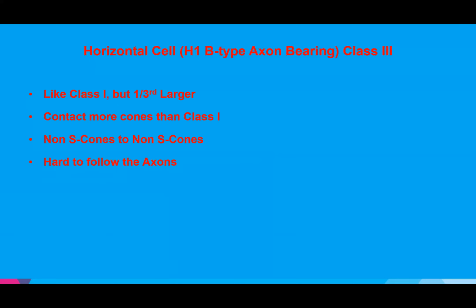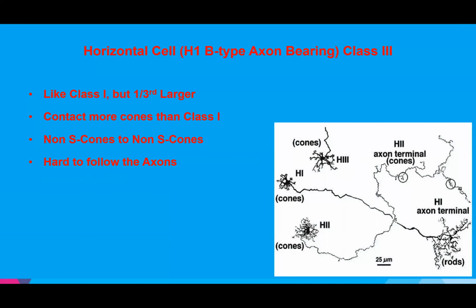And for whatever reason, I really don't understand this, but it's hard to follow this one's axons. If you read the primary literature, every time they draw it, they draw right here, and then they draw the axon going off the page, because they can't follow it. So I really don't quite understand what the difficulty in the pathology is, but apparently it's really hard to follow these axons, but they have one. So we don't know where they end up, but we know that it's non-S cones and non-S cones. That's all it is, right?